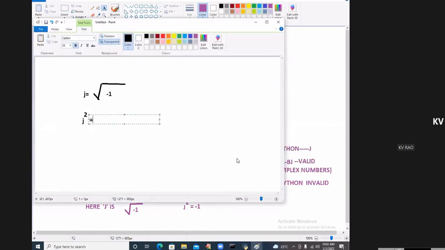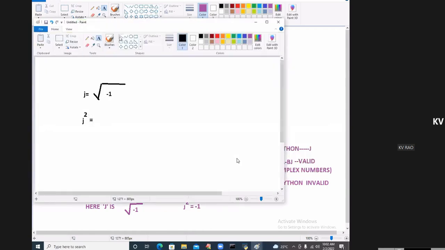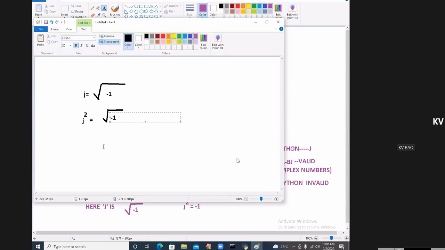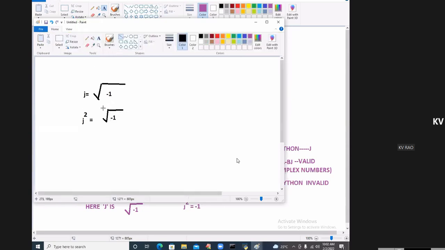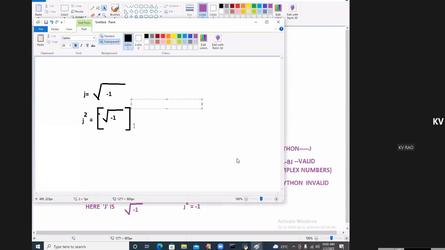Is equal to, I'm writing this entire thing to the power of 2. My dear students, please be careful. Square root of minus 1, and whole to the power of 2. J square means squaring on both the sides now. If it were a board, I could write directly, but I'm using paintbrush now. They are saying to me it's not minus 1, it is 1, and that's why I sometimes get upset with the students.